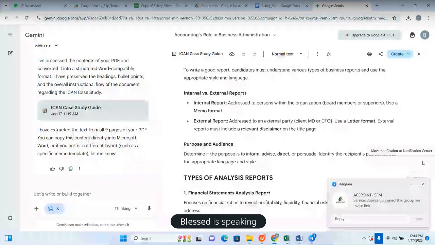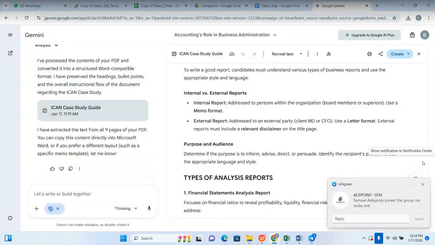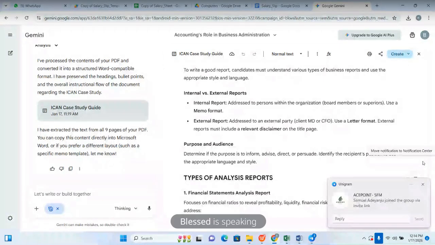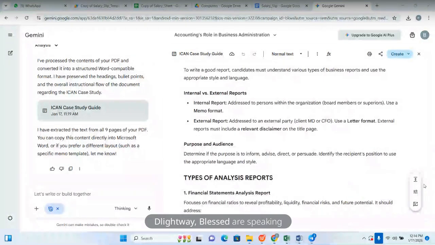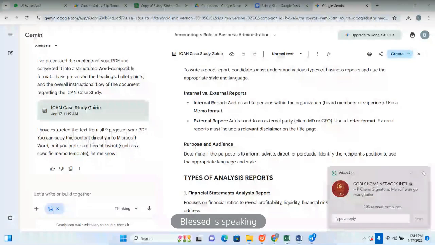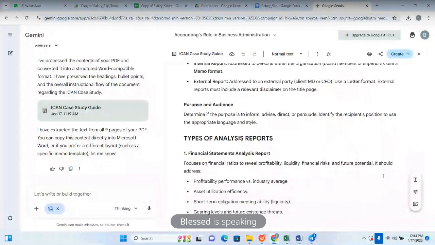So on your title page, if you are writing an external report, you must put a disclaimer. Meanwhile, you are not expected to write a disclaimer, but there is a particular phrase, a particular sentence, that will be included in your title page that shows that you are putting a disclaimer. Are we together? When we get to the example, we are going to get it more clearly.